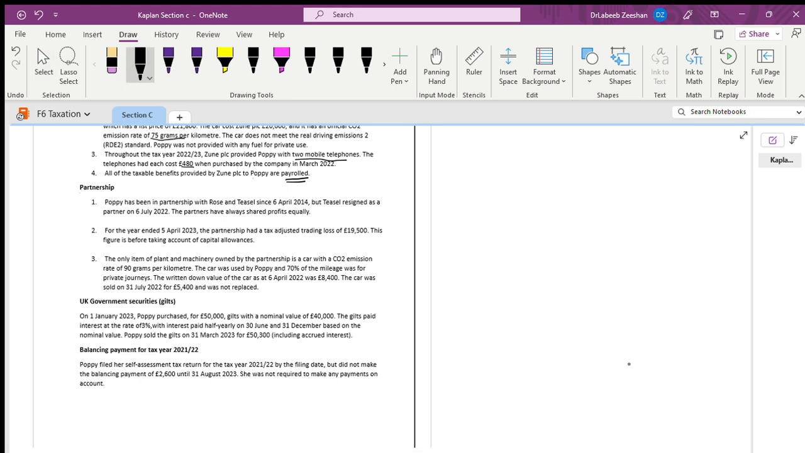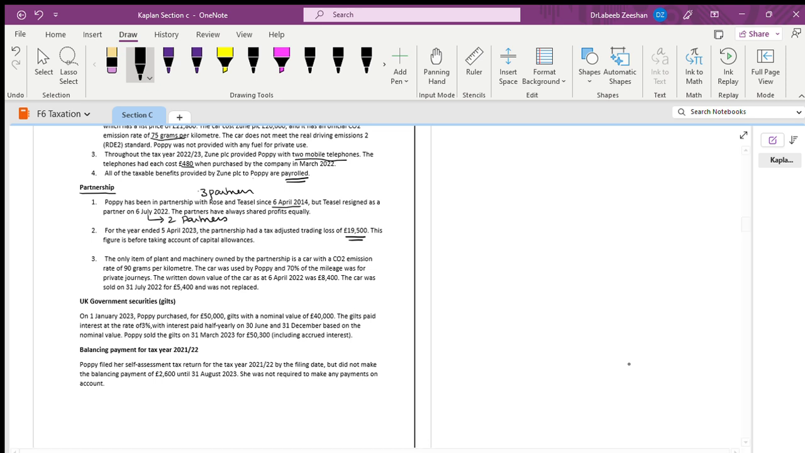Regarding the partnership, Poppy has been in partnership with Rose and T, but T resigned. Here you have 3 partners. From here onwards, you have only 2 partners. T resigned as a partner on 6 July 2022. The partners have always shared profits equally. For the year ended 5th April, the partnership has a tax adjusted loss of how much? 19,500.